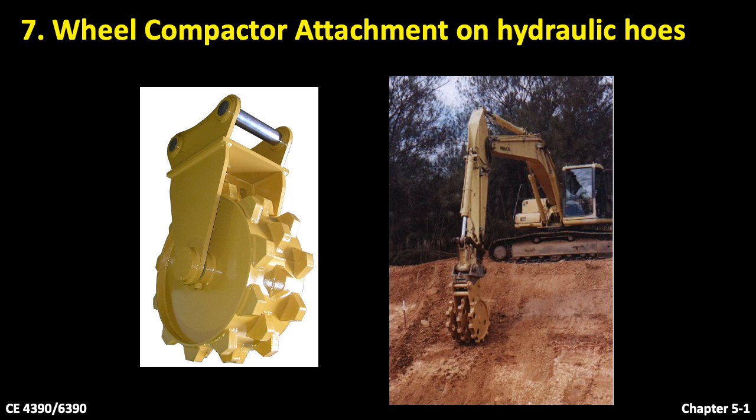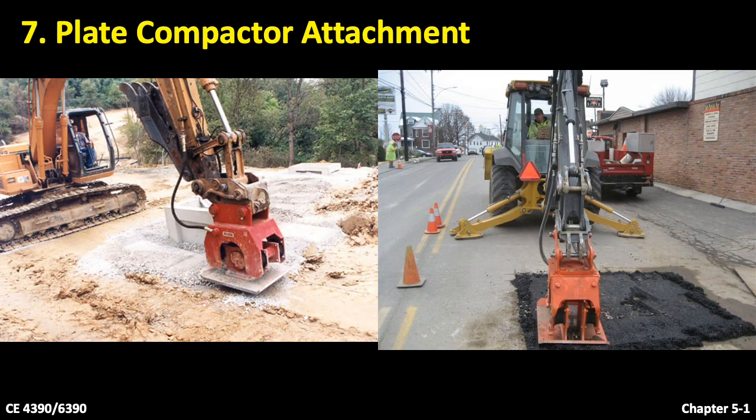As we discussed previously in other chapters, hydraulic hose can be used as a compactor. This is a wheel compactor attached on the boom of the excavator. A plate compactor can also be attached to the excavator. This type creates compaction mainly by vibration.